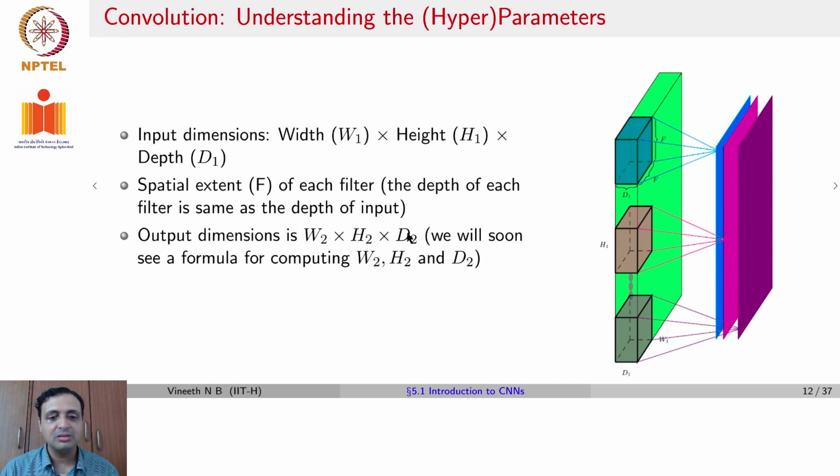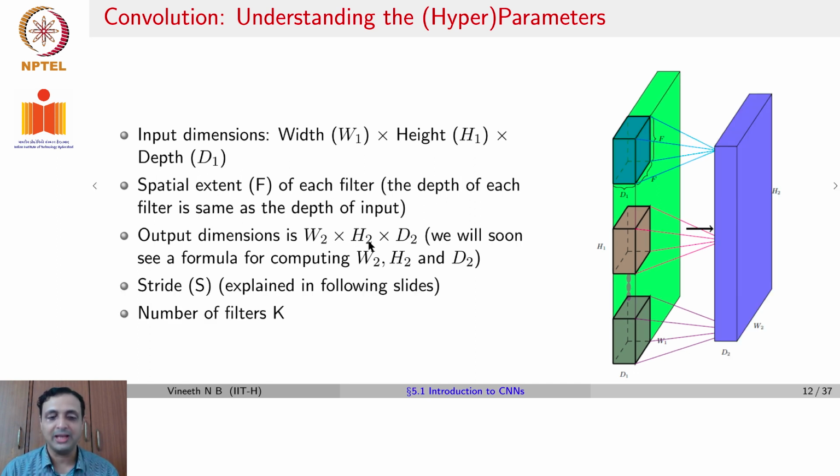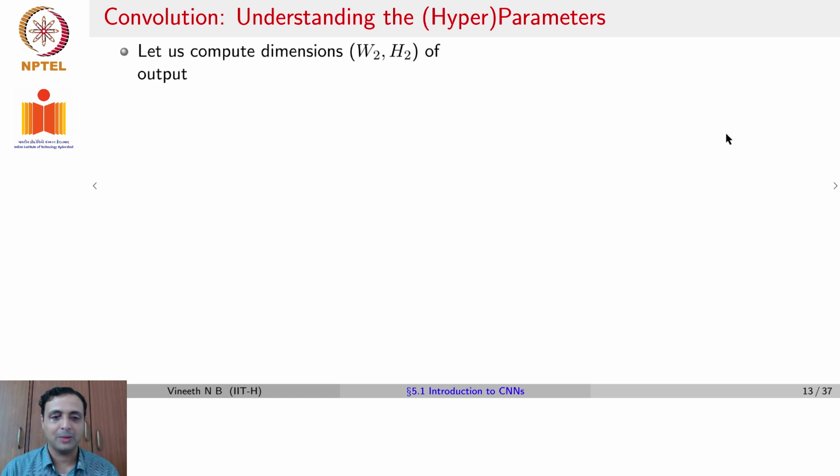If you used only one filter, this D2 will be 1. You can increase D2 by increasing the number of filters that you have. Let's try to work out a formula for W2 and H2 in this context. We will also talk about a quantity called stride, which decides how much you overlap successive convolutions on different parts of the image. And we will also talk about the number of filters in deciding the size of this output volume or output feature maps. Let's take it one by one.